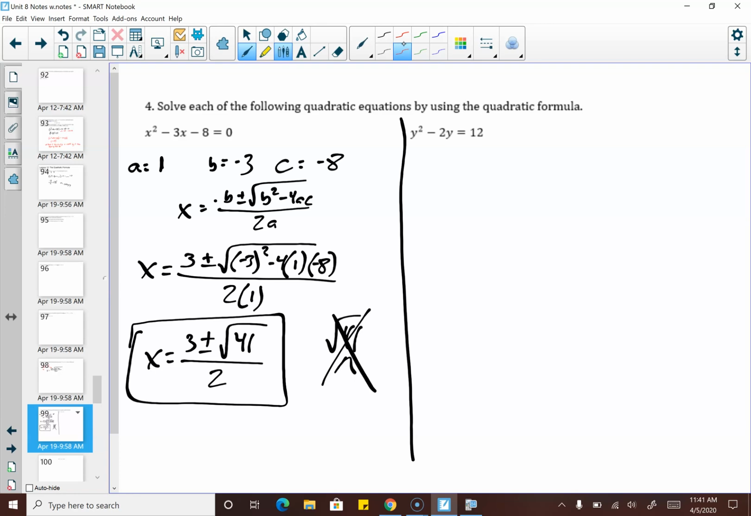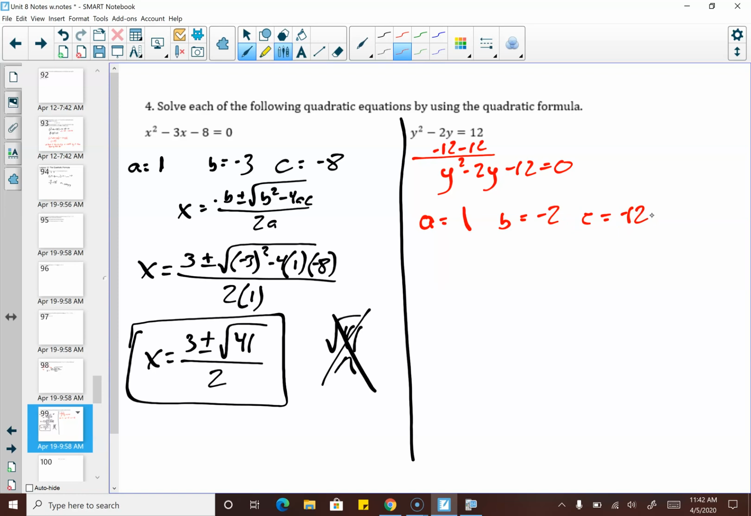Okay. As we look at the next one, y squared minus 2y equals 12. First things first, just like all of our solvings that have a y squared or an x squared or something like that, it's always got to be set equal to 0. So we got to subtract the 12 on both sides. Y squared minus 2y minus 12 equals 0. So then we're going to label our A, our B, and our C. So A is still 1, B is negative 2, C is negative 12.